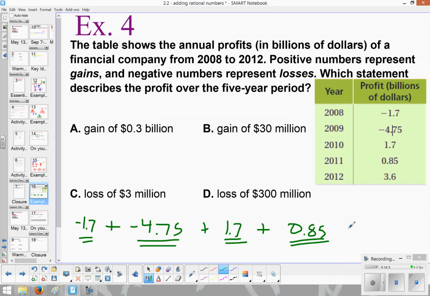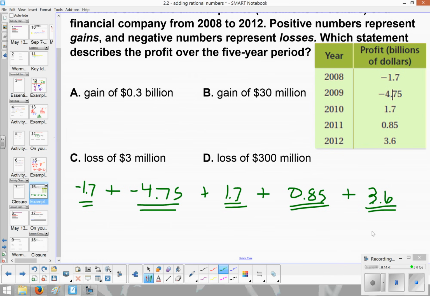So what I'm going to do is I'm going to add all of these up. And as you recall in our previous chapter or in our previous assignments, you can't add numbers all at once. So you're going to do them 2 at a time. So I'm going to take 2 at a time and I'm going to add them up. So I'm going to take these 2 and I'm going to go ahead and add it up.